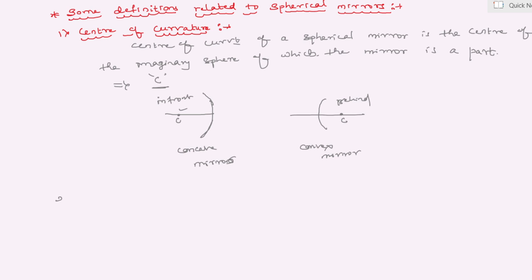Second important definition is radius of curvature. Yes, radius of curvature of a spherical mirror is the radius of the imaginary sphere of which the mirror is a part. Yes, my dear students, it means it is the radius of what? An imaginary sphere of which the mirror is a part.